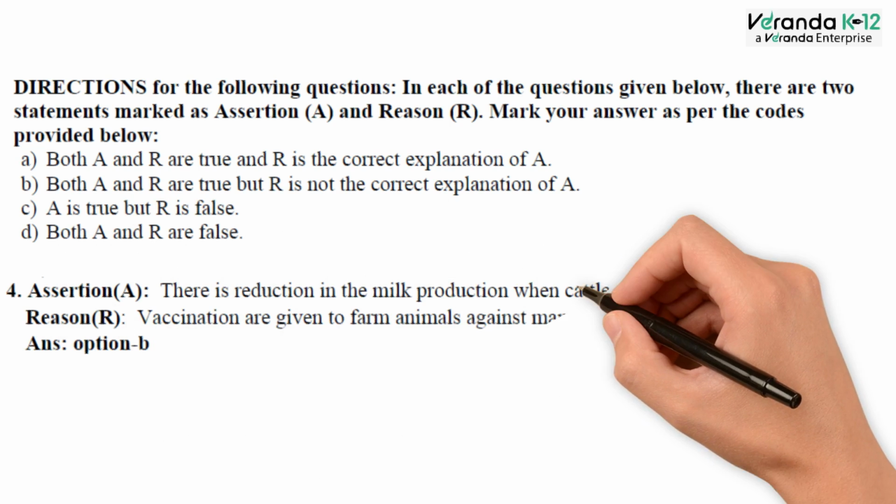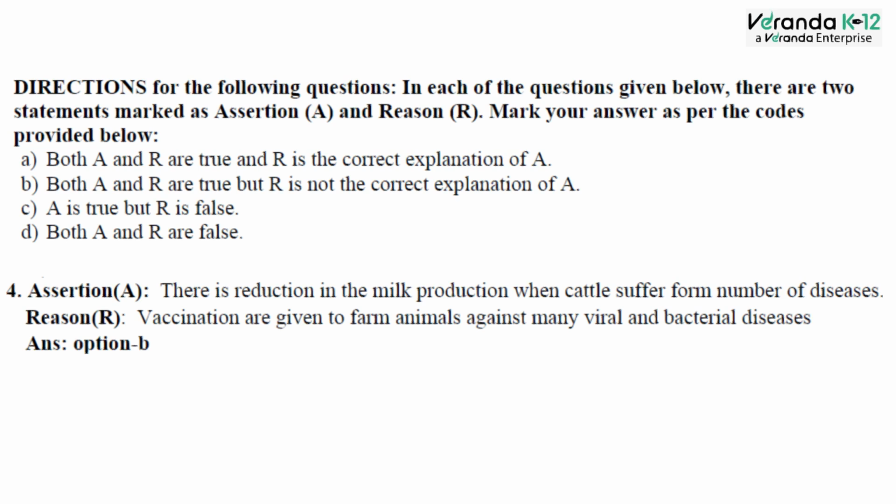Assertion: there is a reduction in the milk production when cattle suffer from a number of diseases. Reason: vaccinations are given to farm animals against many viral and bacterial diseases. So the correct answer for this question is option B. Both assertion and reason are true, but reason is not the correct explanation of A.